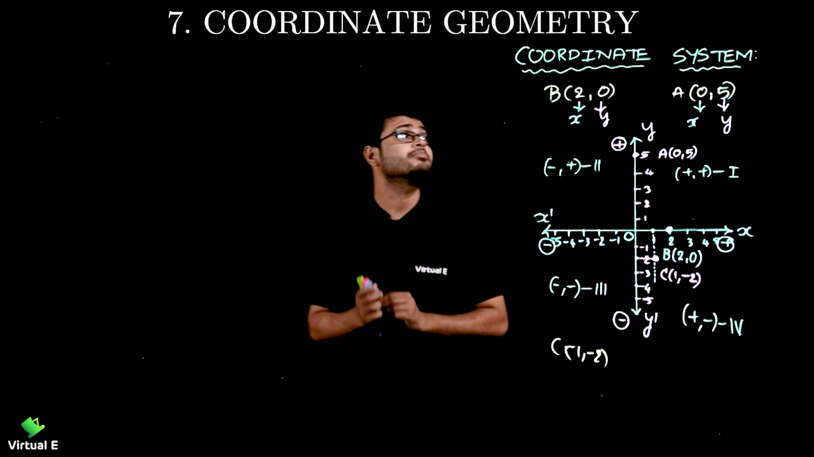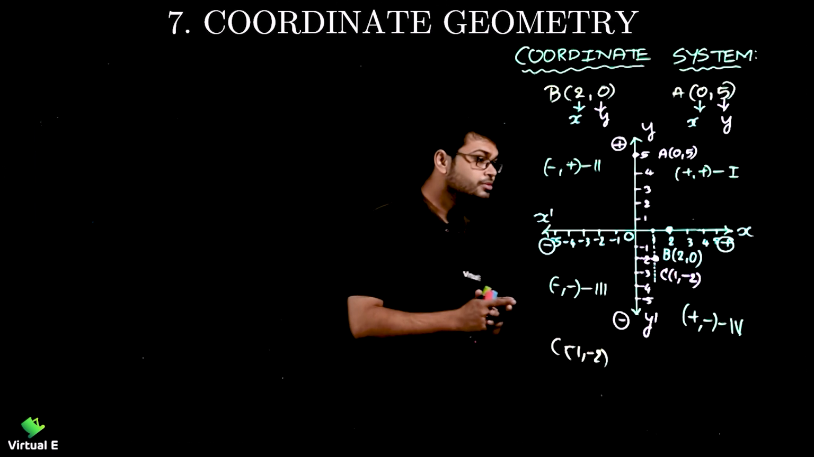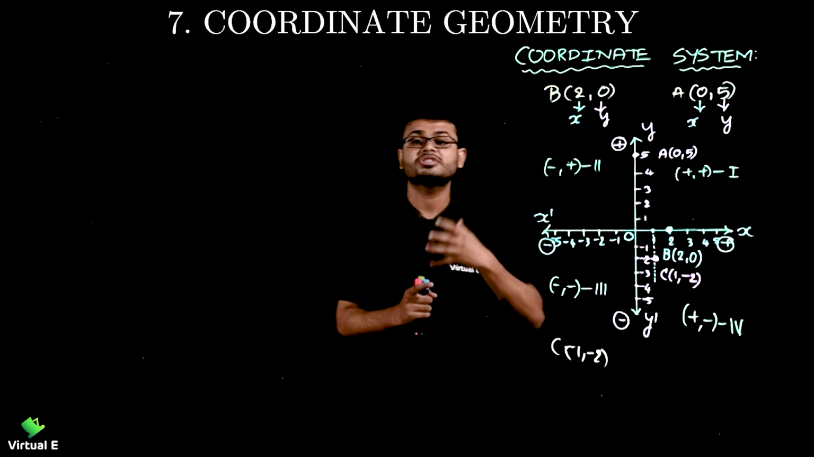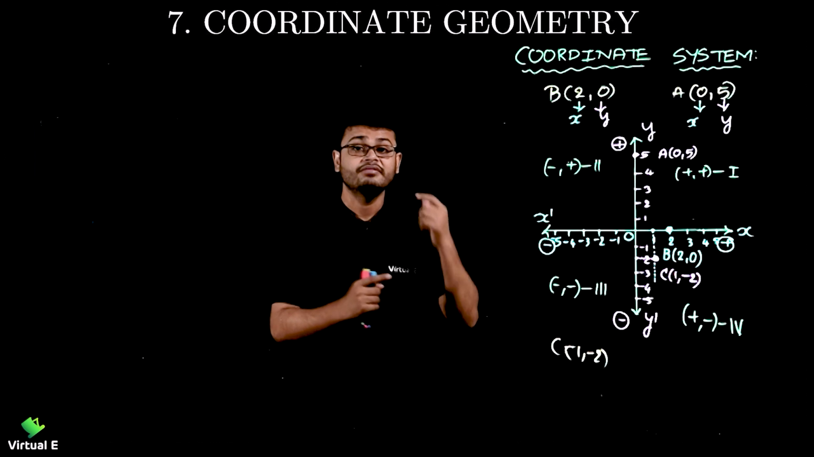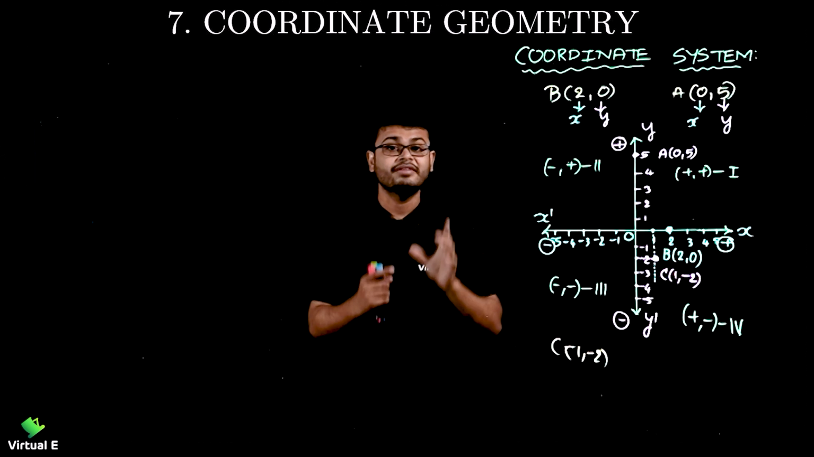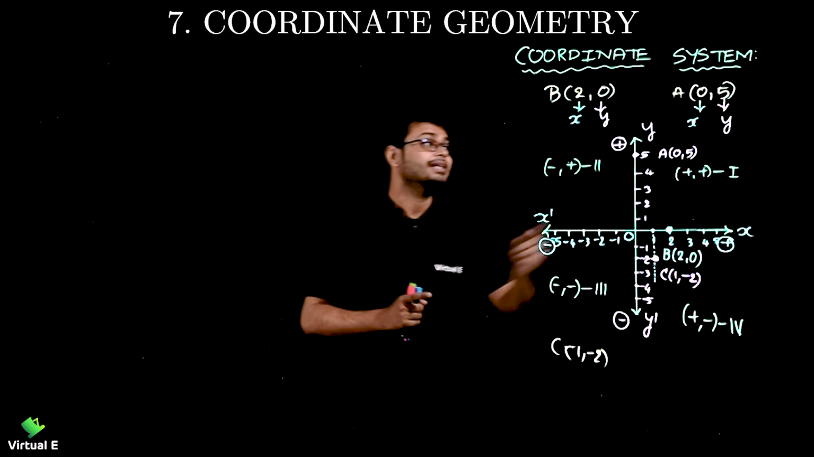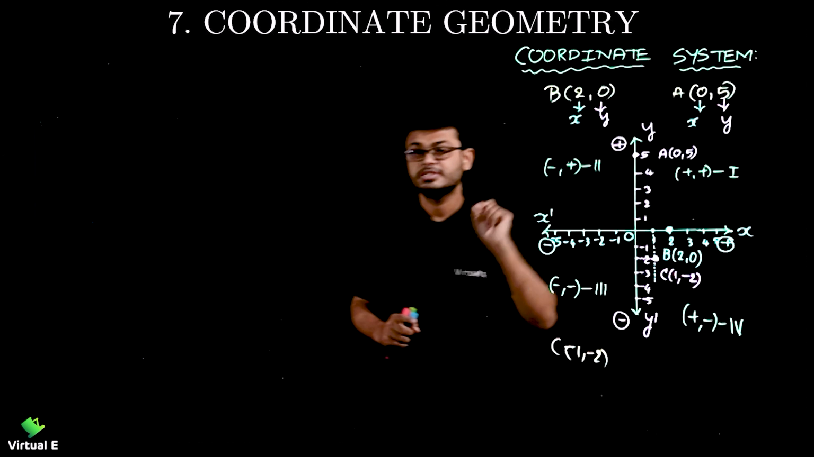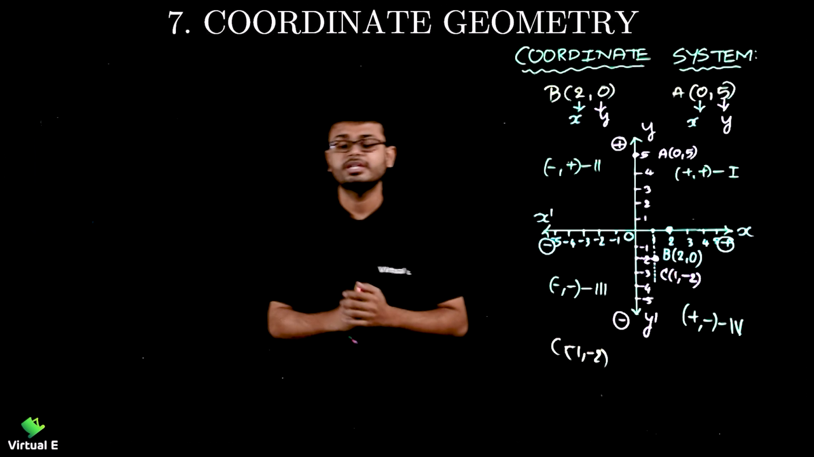So this is the basic idea of the coordinate system. Remember, we have an idea that when we think about some point, suppose this point is lying on the x-axis, we need to remember that the y coordinate will be 0. When we say that the point is lying on the y-axis, we need to remember that its x coordinate is 0. So this is the basic idea of the coordinate system. Let's move to the next topic.